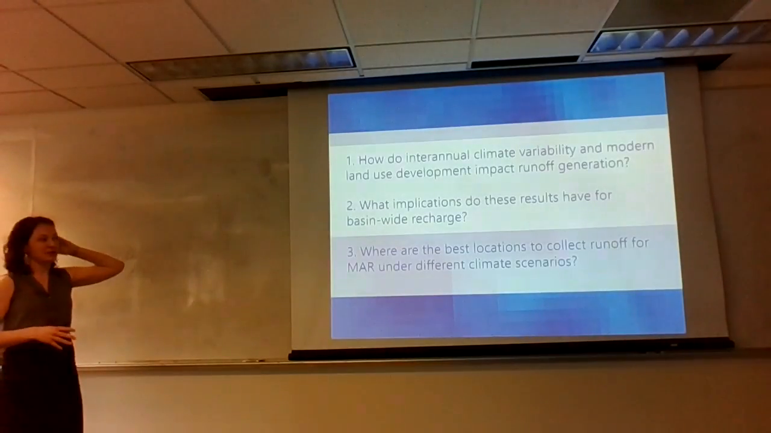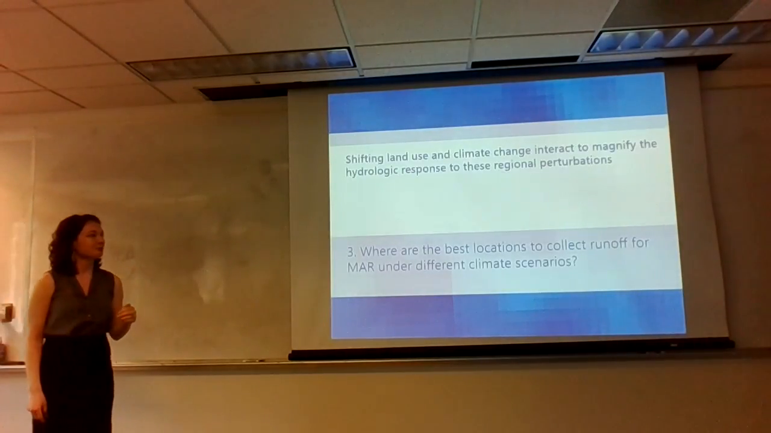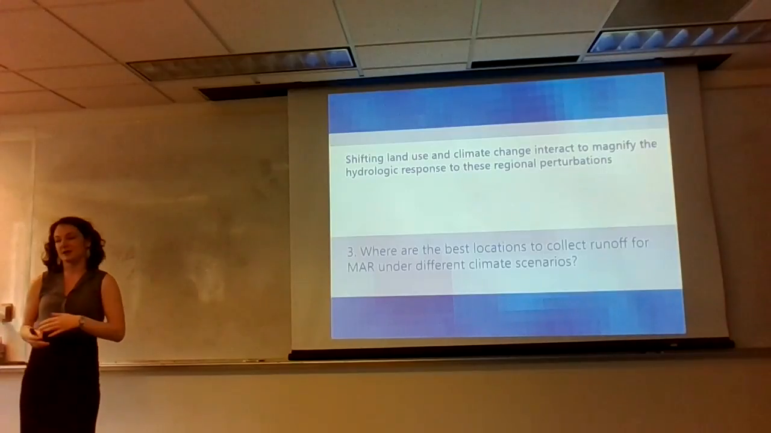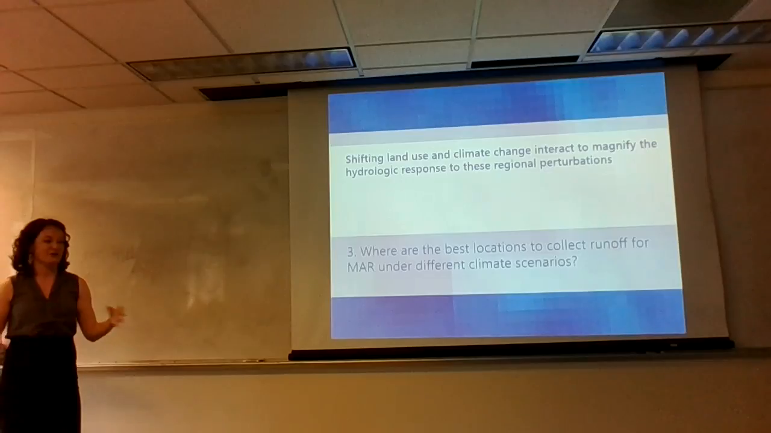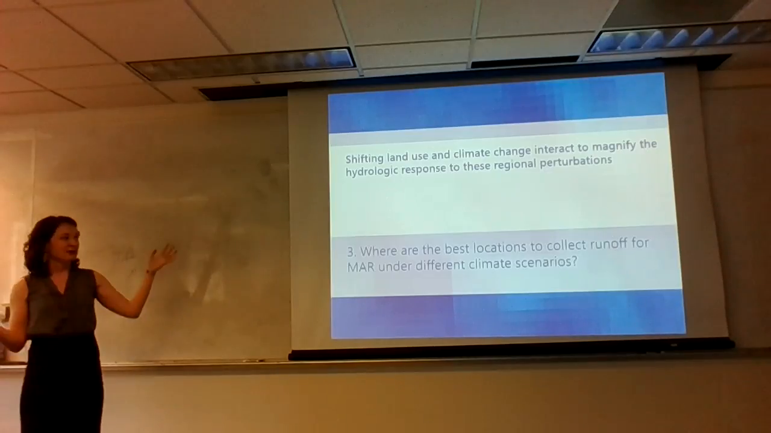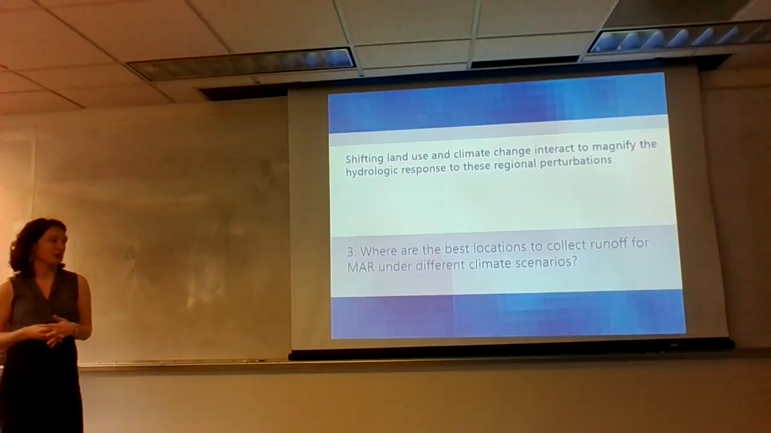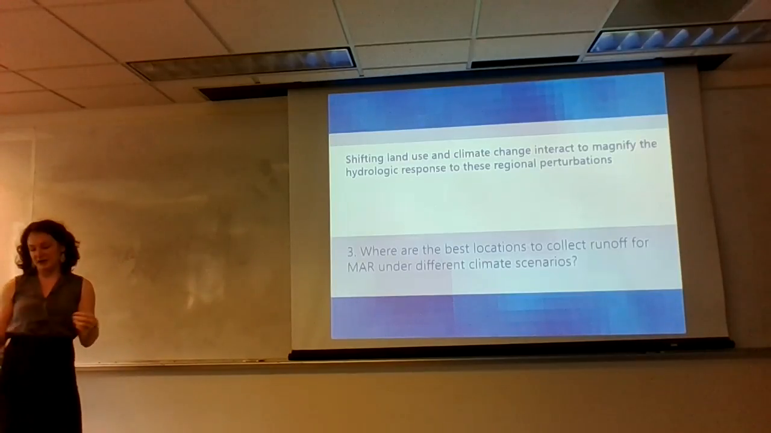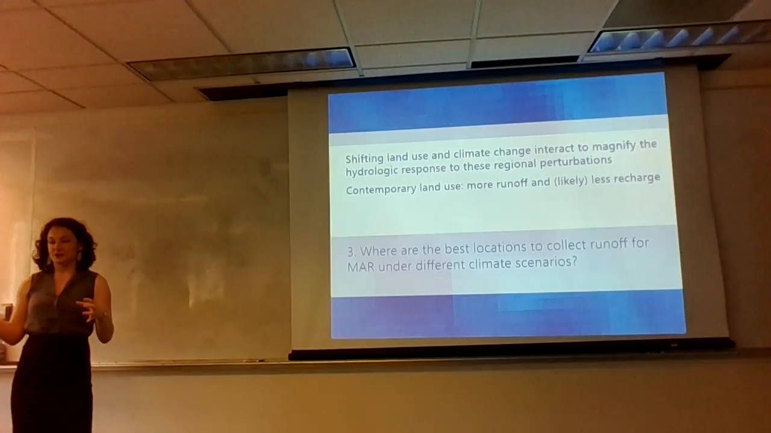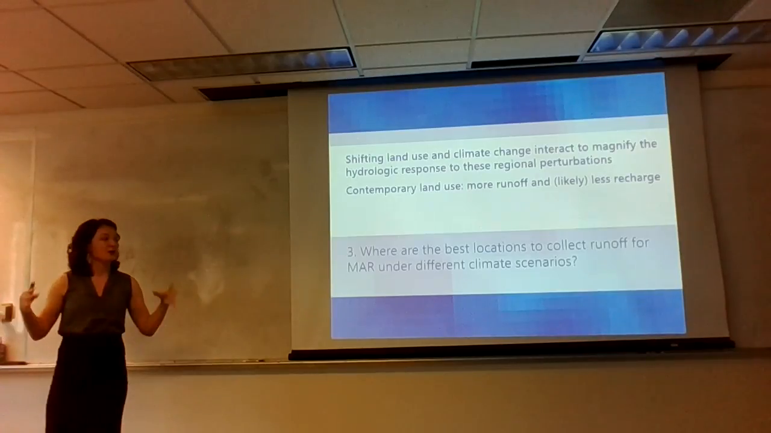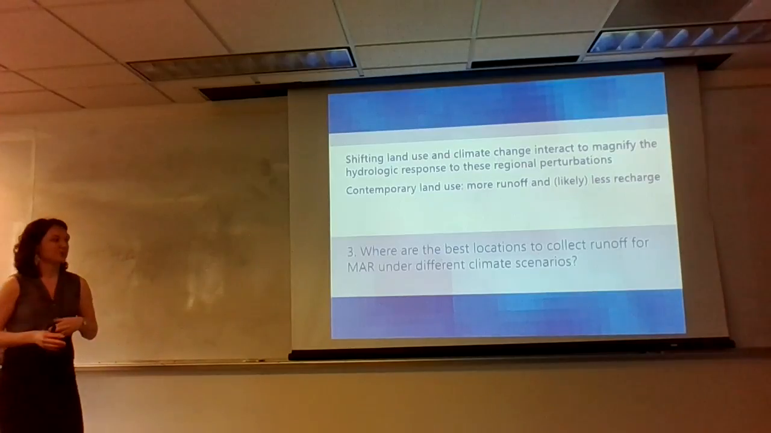And so now I want to do a quick recap addressing the answers to these first two questions. I motivated this chapter by talking about the impact that shifting land use and shifting climate can have on regional hydrology. My results demonstrate that considering interactions between these two factors is also important because they can magnify the hydrologic response. We also saw that under contemporary land use compared to pre-development land use, more runoff is generated in the basin and there's likely less diffuse recharge.